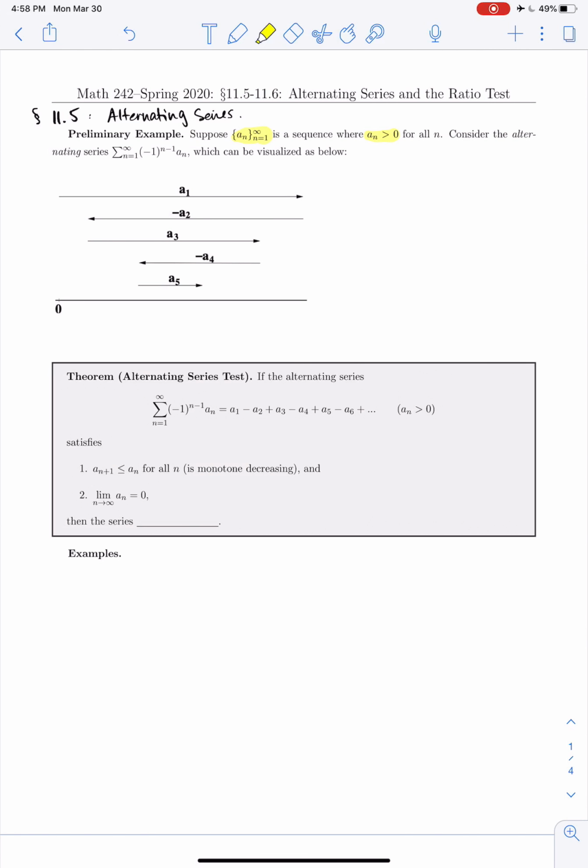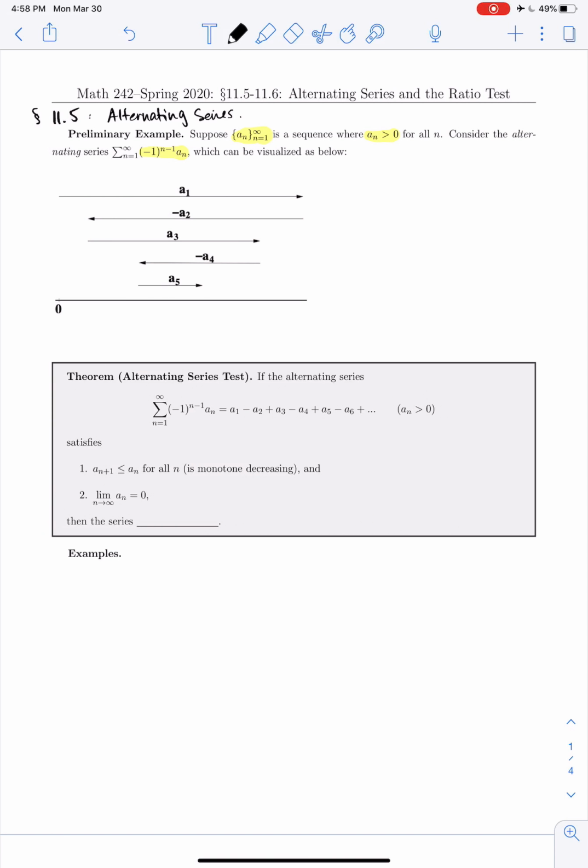Then, if you have this base sequence, you're going to flip-flop it with a -1 on the even terms in your series. So you're taking your positive sequence, but every other term is going to be negative.